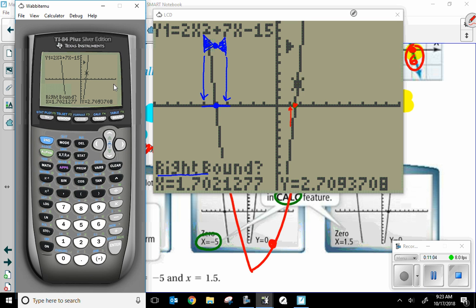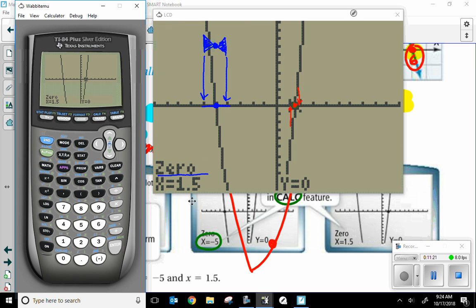Once I hit enter, I'm telling it, okay, this is my right interval. Okay? So I hit enter. There's the bow tie. Okay? You're good. Calculator saying, do you want me to guess? Fax show. Bam. Hit enter one more time. My second 0 is 1.5. And that's exactly what we have in the notes here.